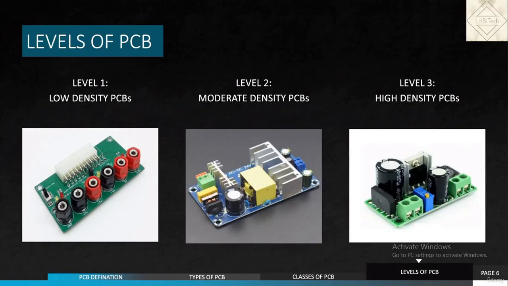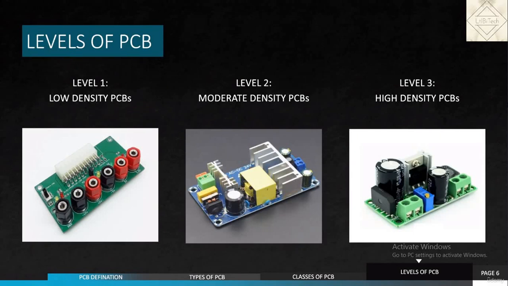The next one is level 2, where you can see the moderate density PCBs. In a given PCB size, you will find enough number of components so that we can plan it for routing as well as component placing. Yes, it is not that difficult, but it is not that easy compared to low density PCB. So it needs some time to understand, it needs some time to do the component placement planning, and it also needs time to do the component routing. So this is moderate level PCB.